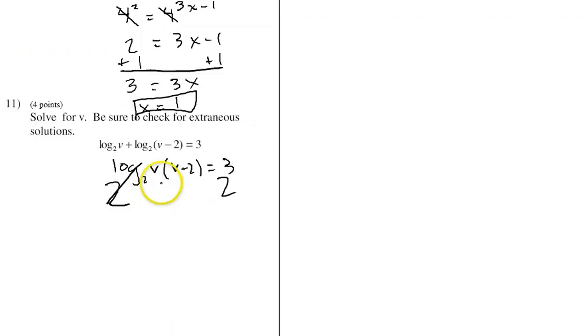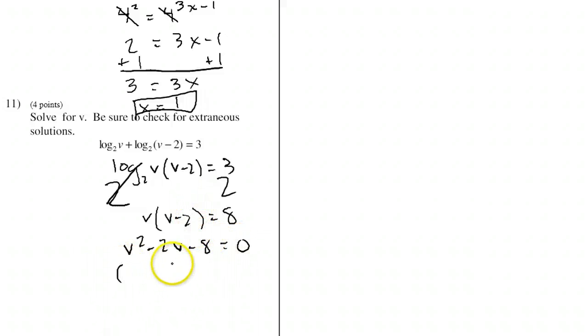Now that cancels out, and I get v times v minus 2 is equal to 2 to the third, which is just 8, which is v squared minus 2v minus 8 is equal to 0. And then we can solve this by factoring like we saw in our example. So let's see, v times v is v squared. 4 times 2 is 8, so I need one of them to be negative, and I think since this is minus, I'll make the bigger number negative. Always double check that I have minus 4v and 2v, that's negative 2v, that's correct.